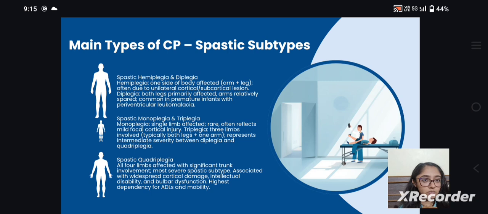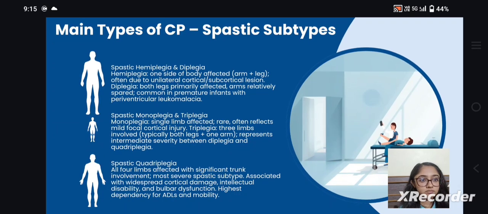Now spastic subtypes. So spastic hemiplegia and diplegia. Then spastic monoplegia and triplegia. Then spastic quadriplegia. It is the most severe spastic subtype, associated with widespread cortical damage, intellectual disability, and bulbar dysfunction. Highest dependency for ADLs and mobility.